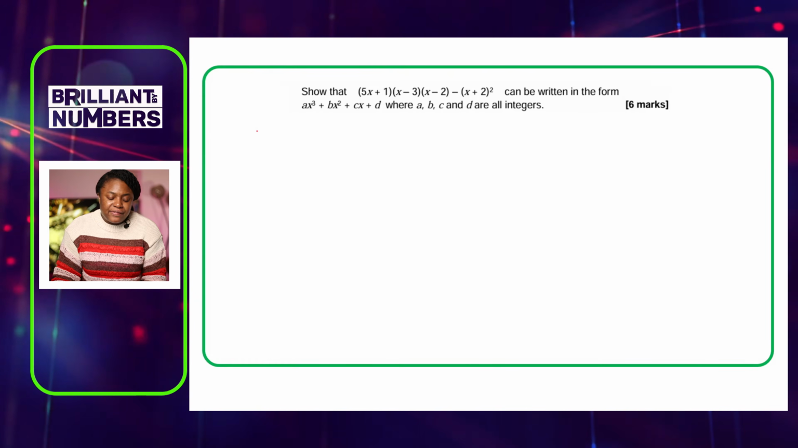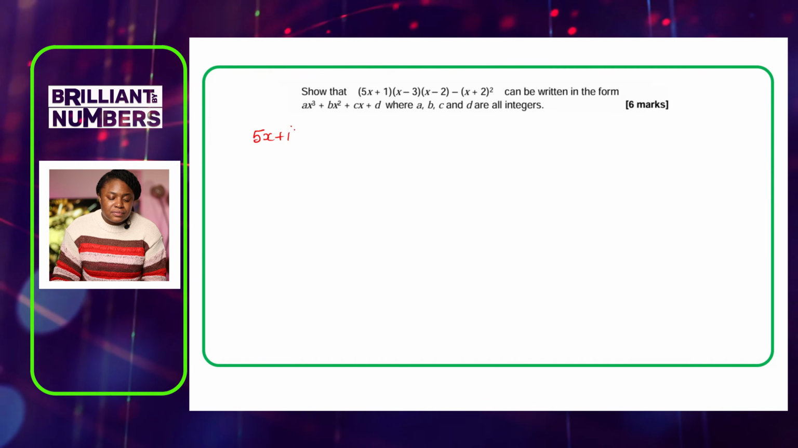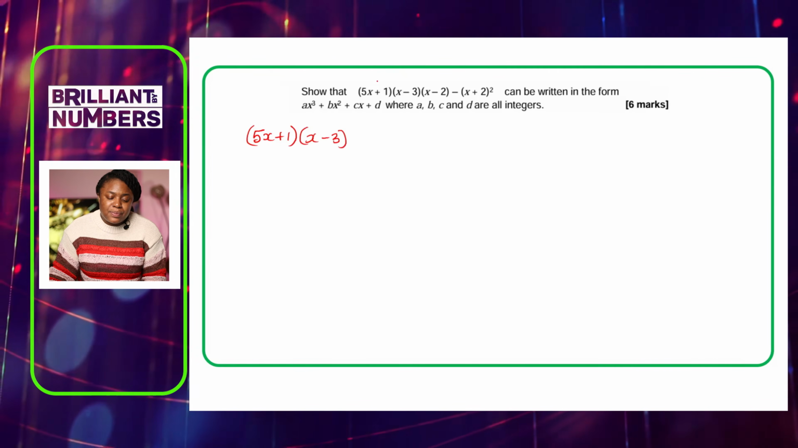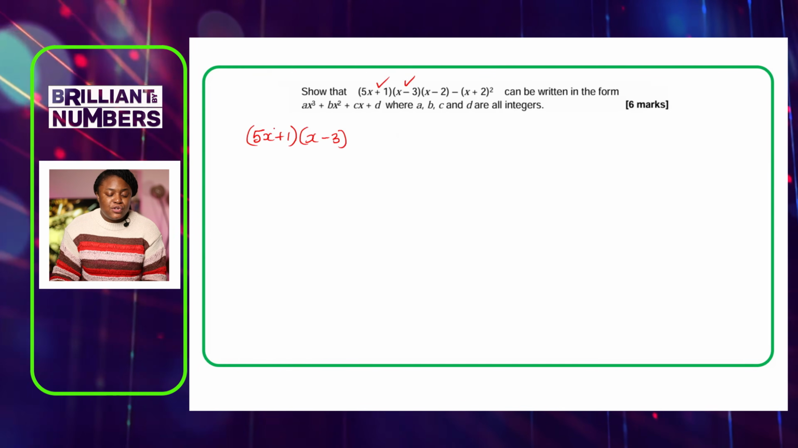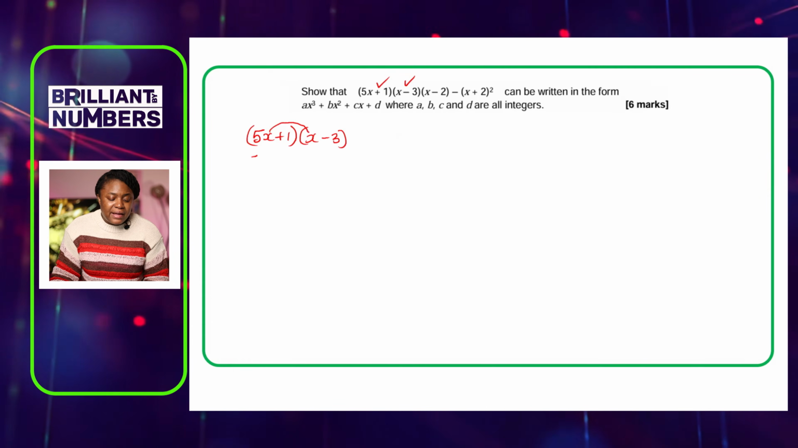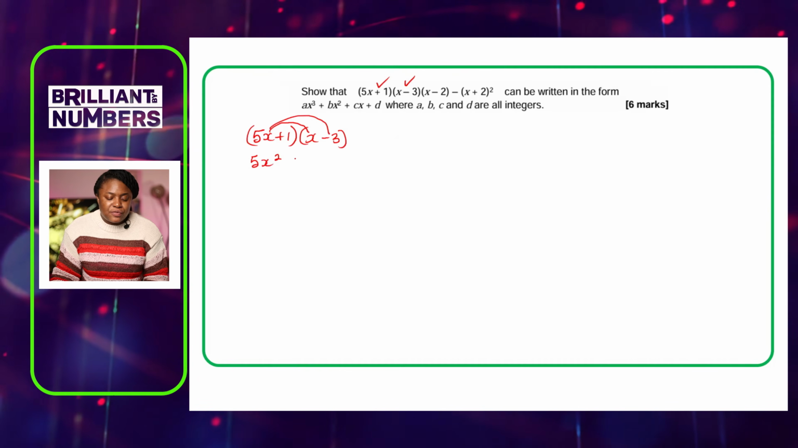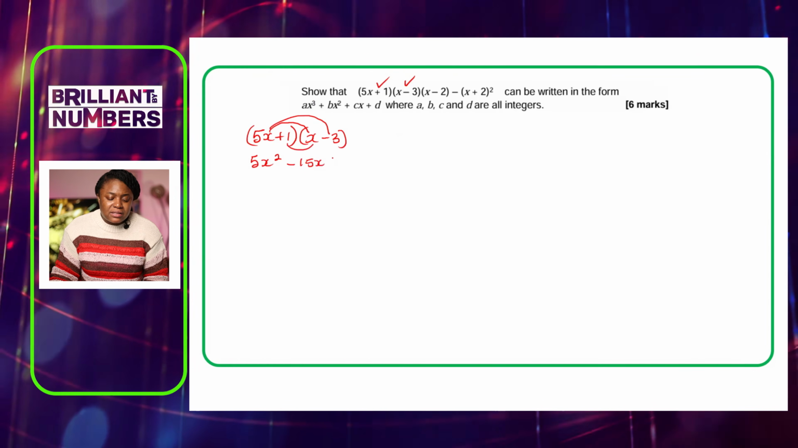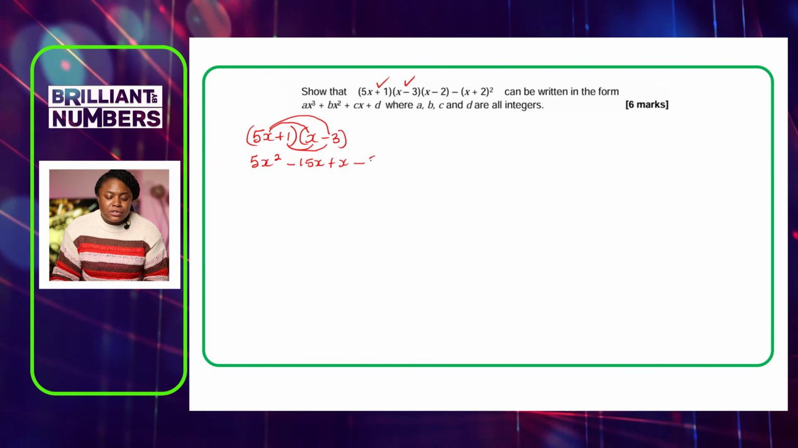So I'm going to take the first pair: 5x add 1 and x minus 3. I'm just going to put a tick there so I give myself a focus that I'm using those two. So 5x times x is 5x squared. 5x times minus 3 is minus 15x. 1 times x gives us x, and 1 times minus 3 is minus 3.